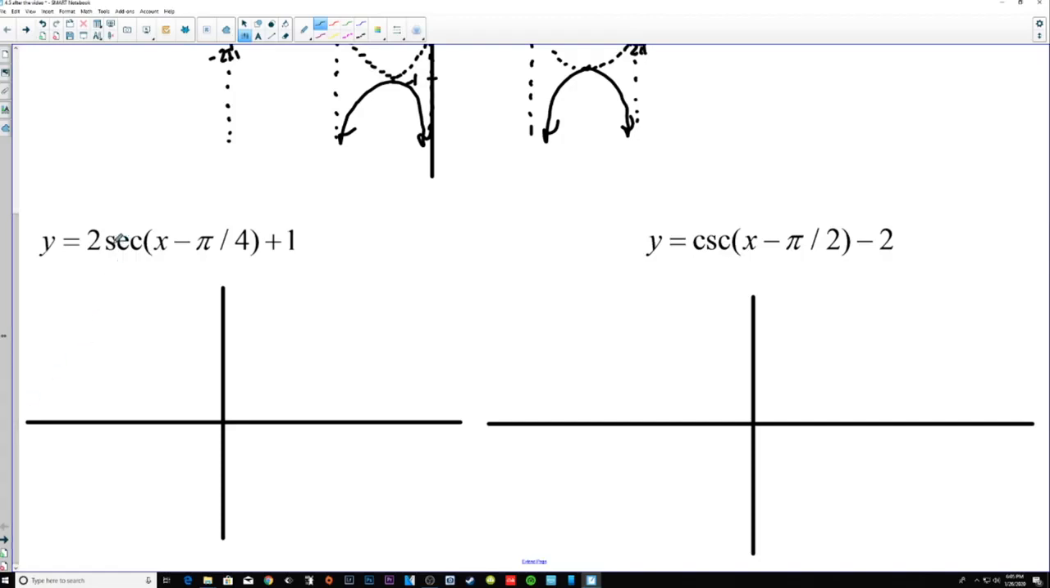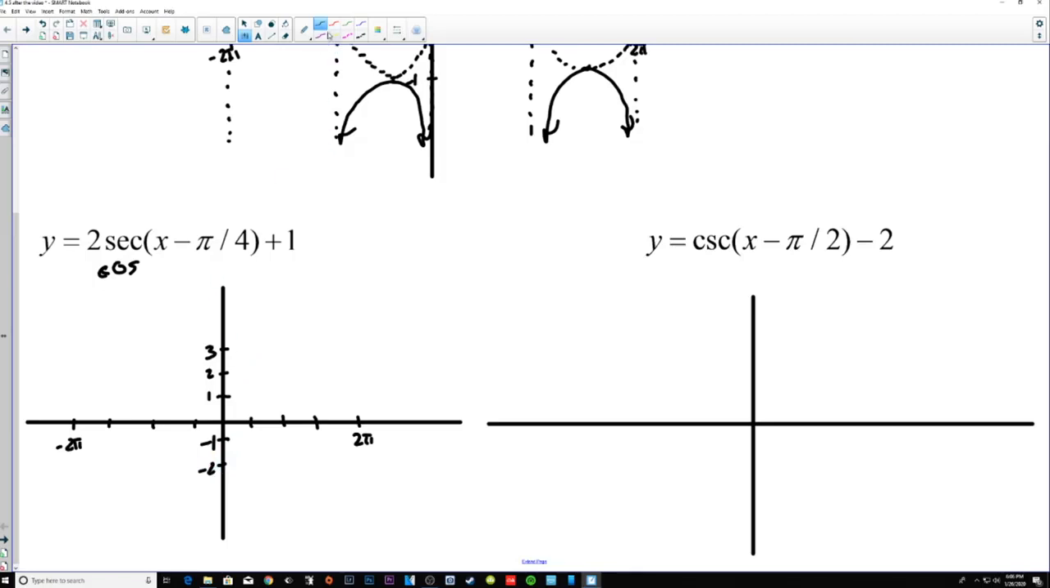Next we're going to graph 2 secant of x minus pi over 4 plus 1. So we're going to graph cosine. 1, 2, 3, 4. 1, 2, 3, 4. Here's 2 pi, negative 2 pi. We have an amplitude of 2 and we're going to go up 1. So 1, 2, 3. Amplitude of 2. So let's go negative 1 and negative 2.